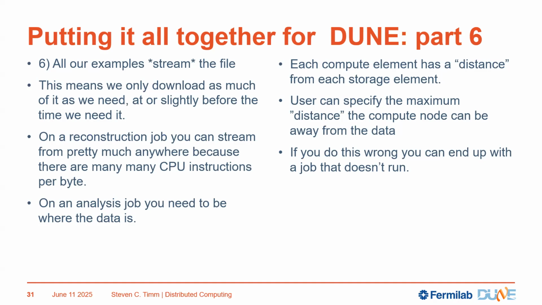So each compute element has what's called a distance from each storage element. That's an arbitrary distance, because physical proximity does not necessarily mean good network proximity. So it's allowing for network proximity. The user can specify the maximum distance the compute node can be away from the data. If you do that wrong, you can get a job that doesn't run.